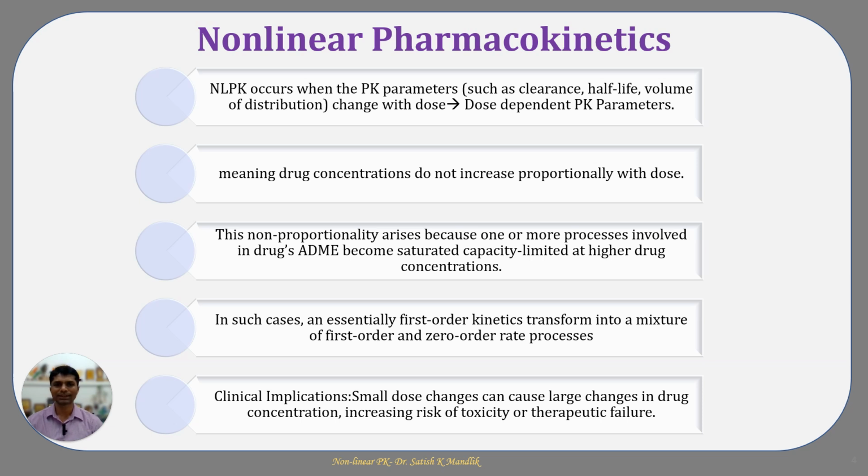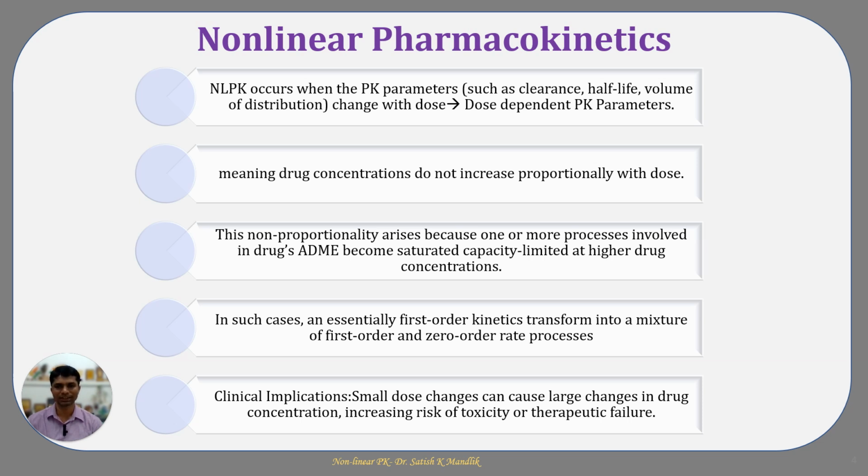This non-proportionality arises because one or more processes in ADME become saturated. Now why do they become saturated? Many processes in ADME are capacity limited processes, meaning active transport, and that active transport may happen because of certain enzymes, certain cofactors, certain receptors, and so on. Being finite in number, they easily undergo saturation when the concentration of drug increases. So at higher doses, such processes become saturated.